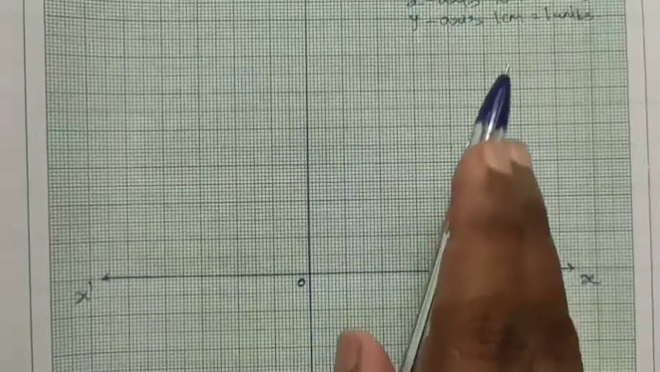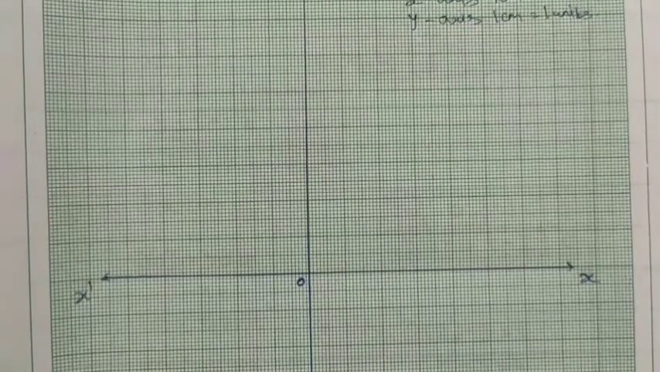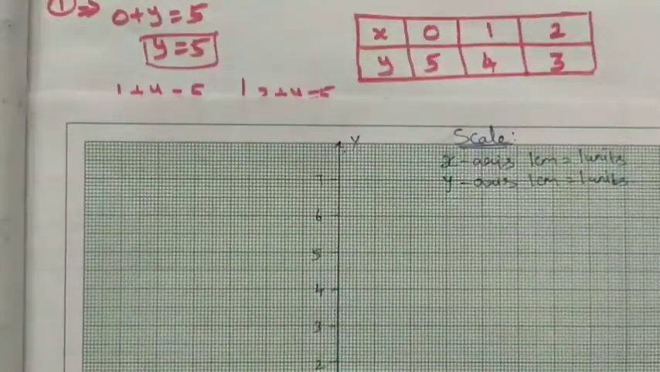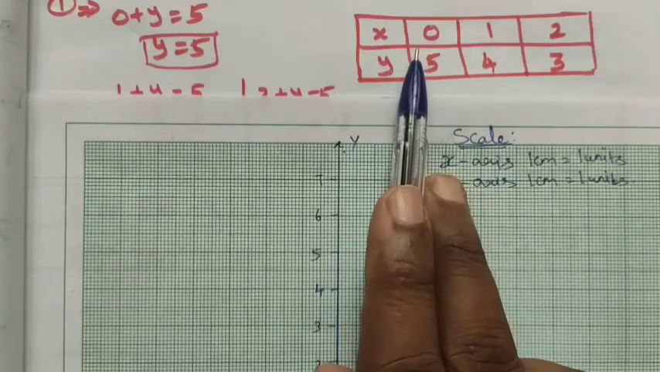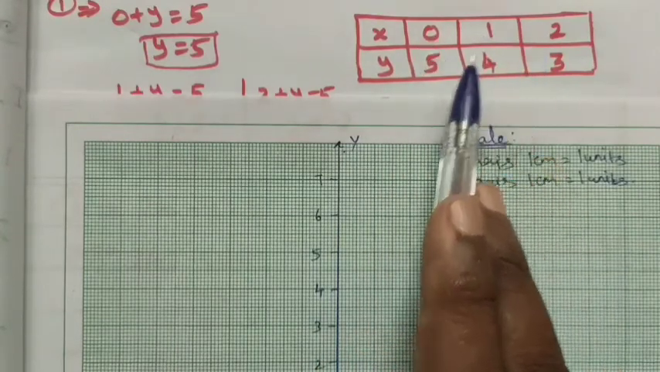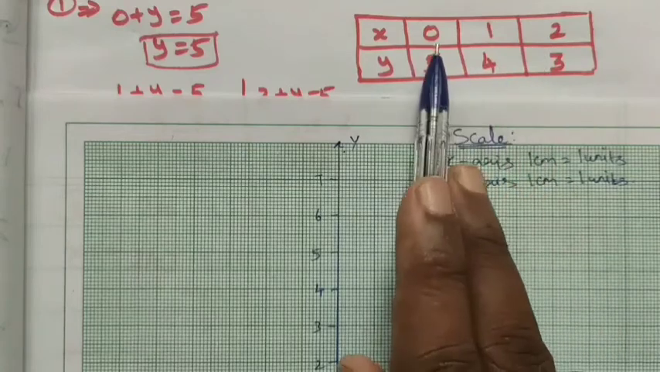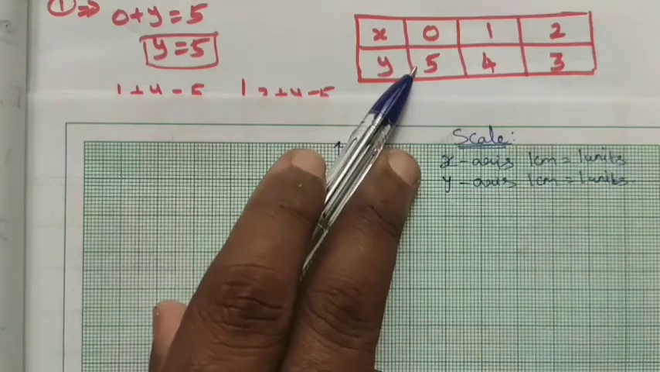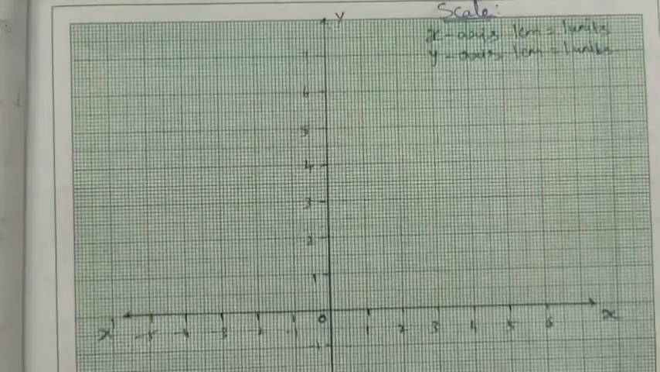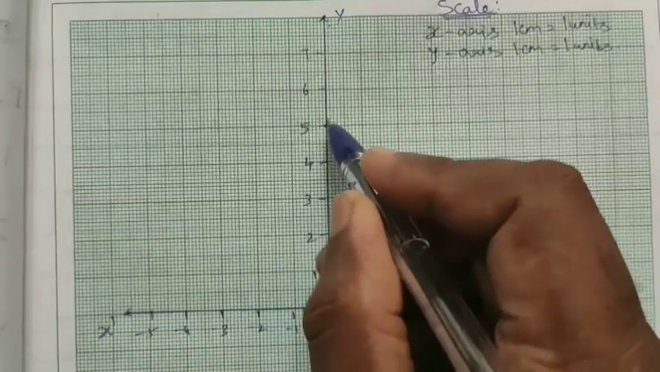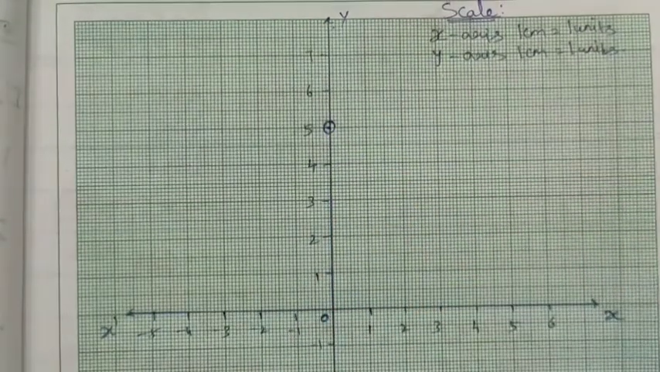The scale factor is 1 unit, so let me enter the units first. Okay, the units are entered. Now we are going to plot the points. For the first equation we have the tabular form, that is x is 0, 1, 2 and y is 5, 4, 3. Then we plot the point: x-axis 0, y-axis 5. 0 comma 5 is the point. In x-axis 0, y-axis 5 means the point lies on the y-axis, right?